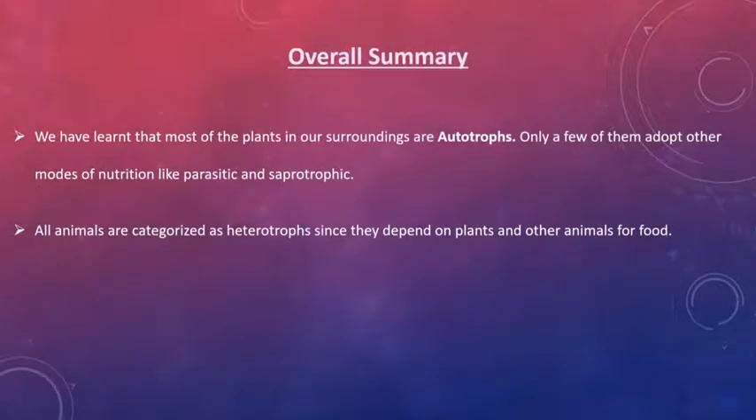So this is the end of the chapter. An overall summary of the chapter is that we have learned that most of the plants in our surroundings are autotrophs. Only a few of them adopt other modes of nutrition like parasitic and saprotrophic. All animals and humans are categorized as heterotrophs since they are dependent on plants and other animals for their food.